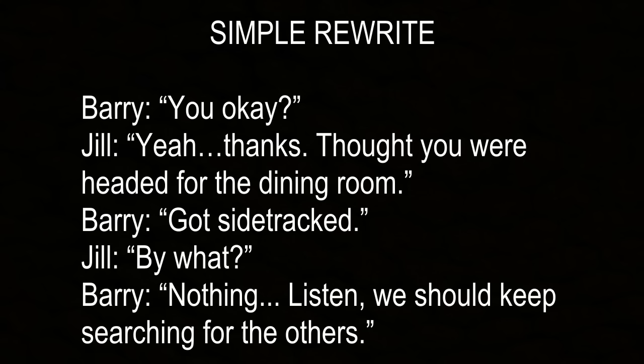So with this rewrite, it's very simple, but at the same time, it's natural. You believe that these SWAT team members would say things like this. You're not having them say things like, "Why on earth are you here?" So it's totally natural, and there's also that attack and defend going on here. Jill attacks with that line, "Thought you were headed for the dining room." Barry, he defends with, "Well, I got sidetracked." And then Jill attacks again. "By what?" Barry again defends.